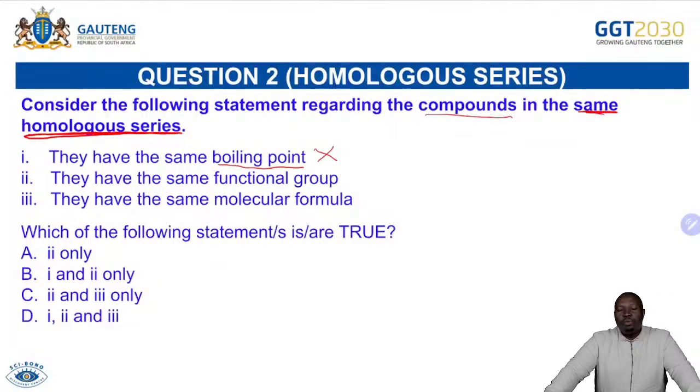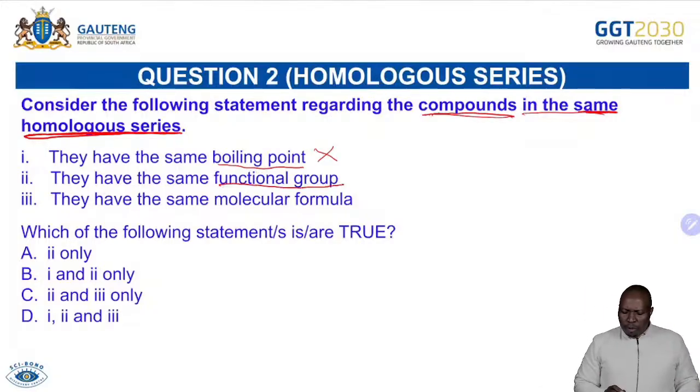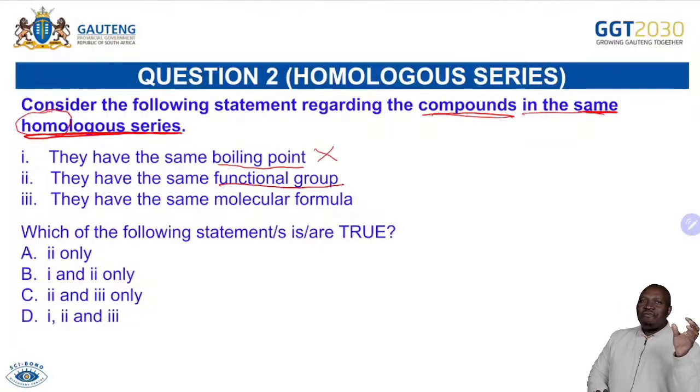Now let's look at Roman numeral 2. It says compounds in the same homologous series have the same functional group. How did we define homologous series? Because homo means same, we said they have the same general formula. And if they have the same general formula within a homologous series belonging to the same family, they must have the same functional group. Definitely, Roman numeral 2 is correct.